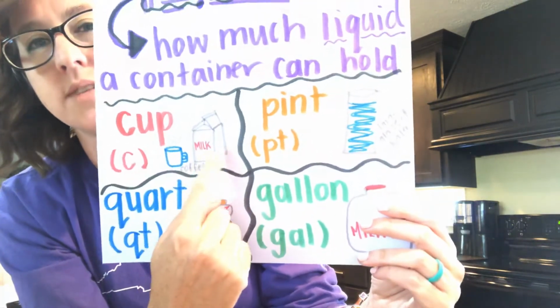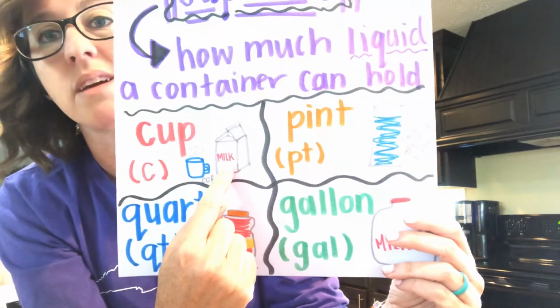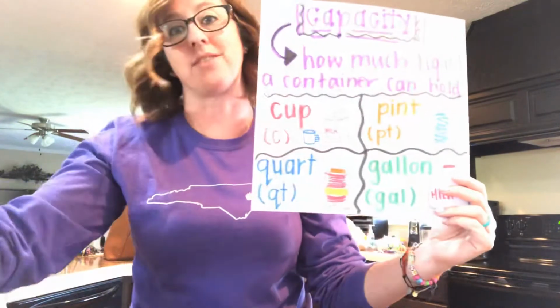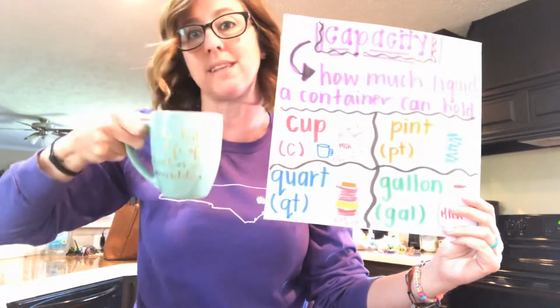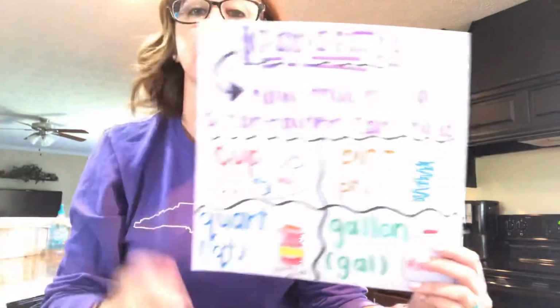The cup, here you see a carton of milk. It's like our small containers of milk at school. That's about a cup of milk. Okay, I have a cup of coffee. You guys see me with my cup of coffee every day, every morning at the door. Miss Lander's standing there with her cup of coffee, okay? I drink 1 cup of coffee each morning, okay?